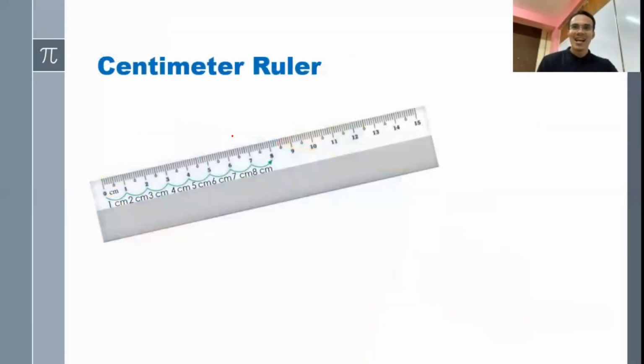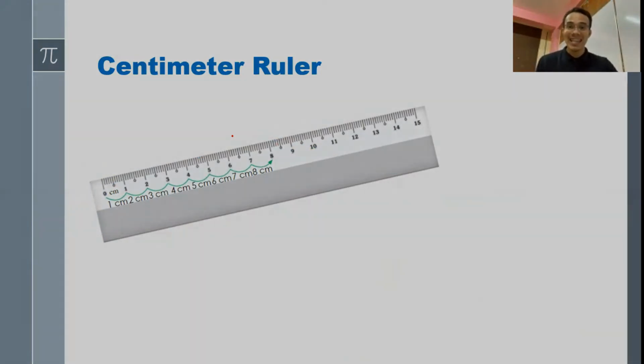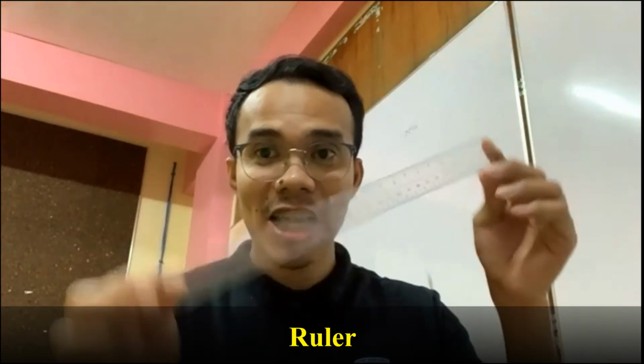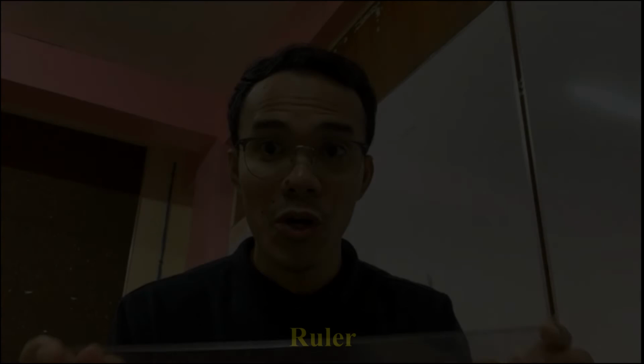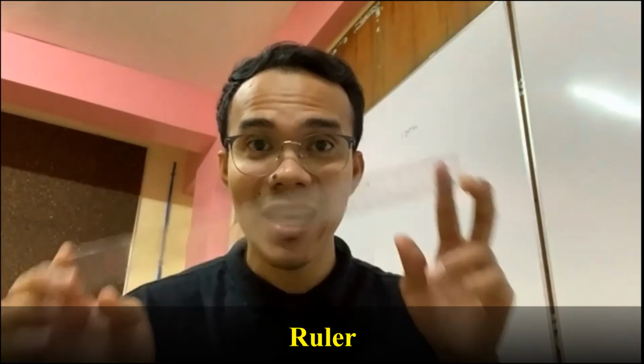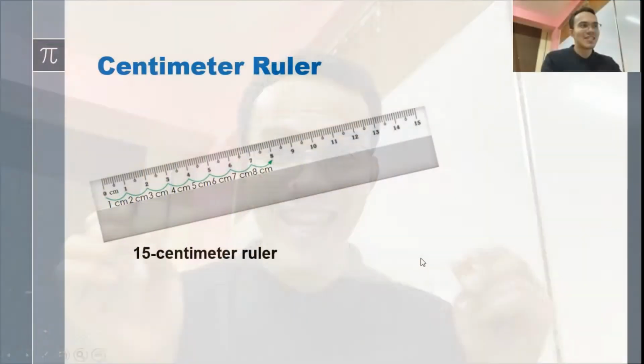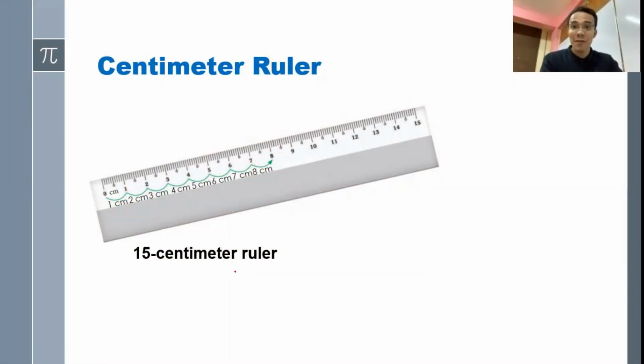Okay, let's have another tool used in length. This is another tool used to measure length. We call this one a ruler. And I'm pretty sure that you are already familiar with this because you have this with you in your materials. This is what we call a 15 centimeter ruler. It is called 15 centimeter ruler because the length of this is 15 centimeters.